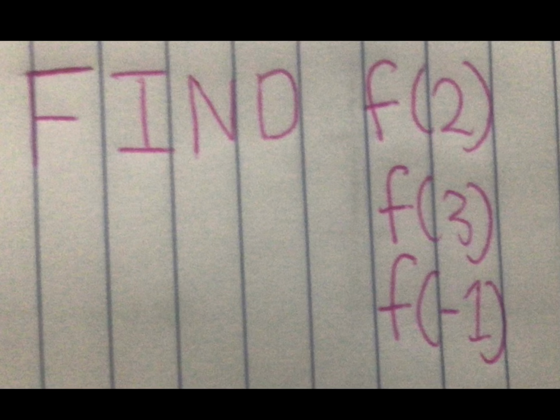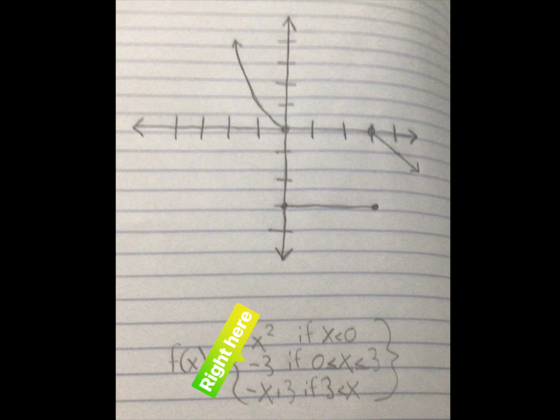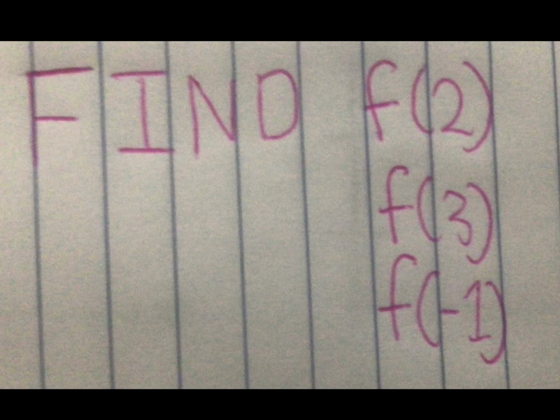For example, the first one says, find f of 2. Now we go back to the function notation and look at it. And now we look. Is 2 less than 0? No, it's not. Is 2 greater than 3? No, it's not. Is 2 greater than or equal to 0 and less than or equal to 3? Yes, it is. So for f of 2, we would graph f of x equals negative 3, which gives us the answer of negative 3.